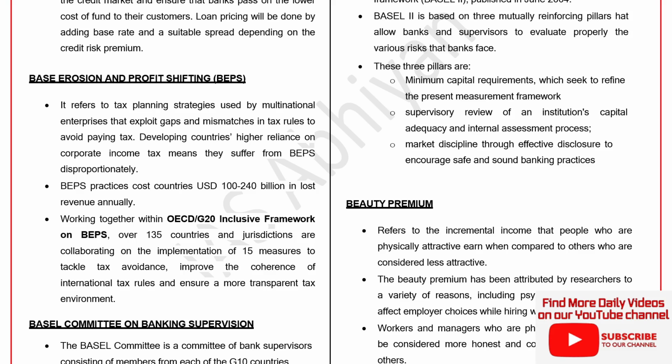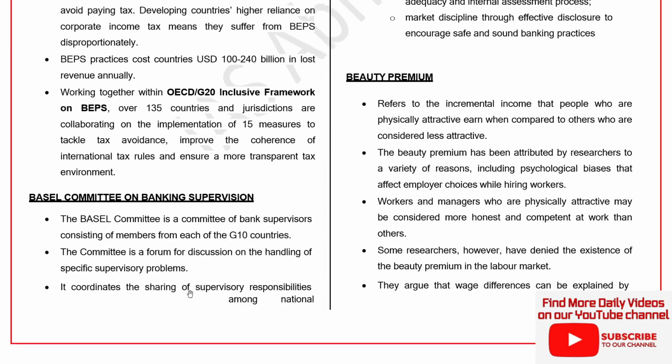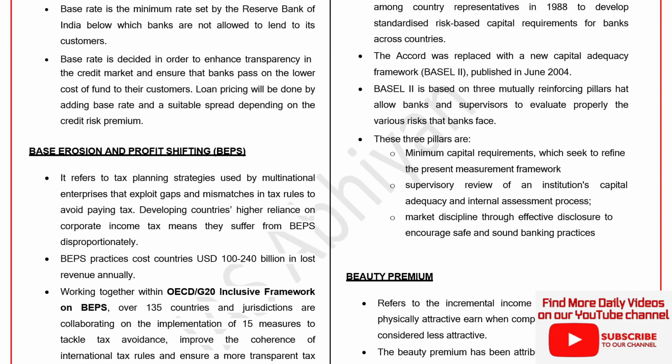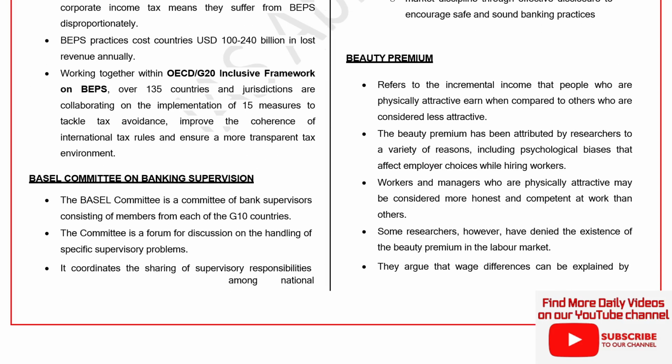These BEPS practices cost countries US dollars 100 to 240 billion in lost revenue annually. Working together with the OECD and G20 inclusive framework on BEPS, over 135 countries and jurisdictions are collaborating on the implementation of 15 measures to tackle tax avoidance, improve the coherence of the international tax rules, and ensure a more transparent tax environment. So that is about BEPS, that is base erosion and profit shifting.